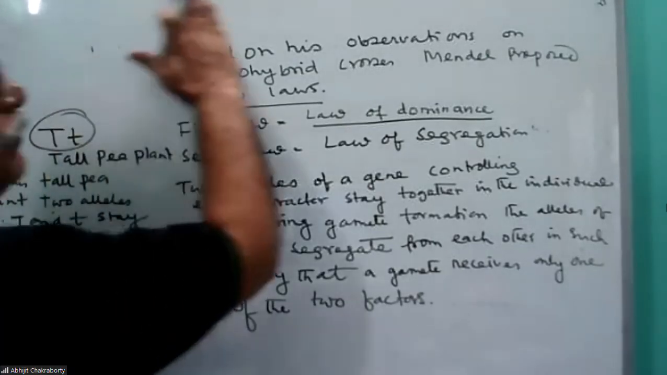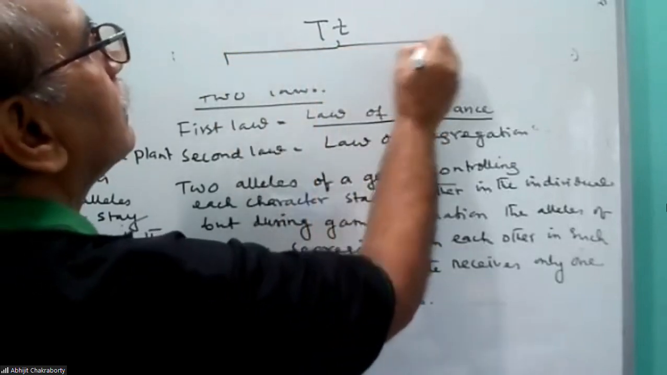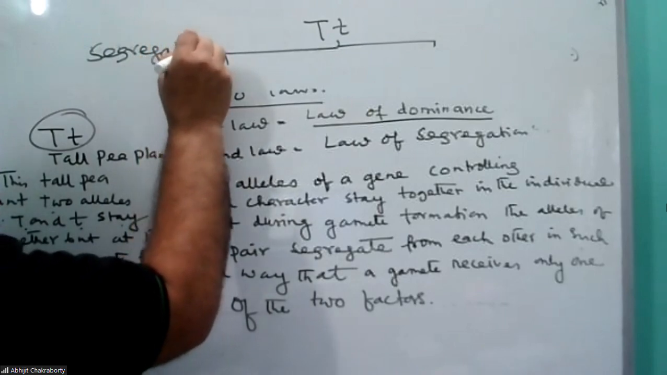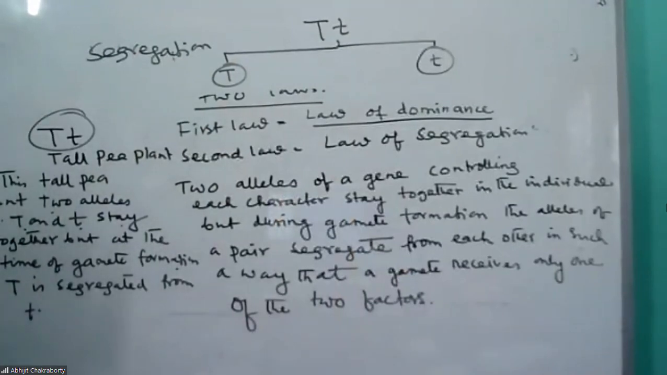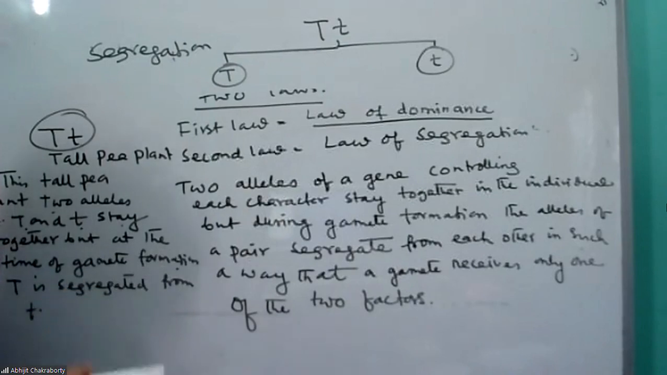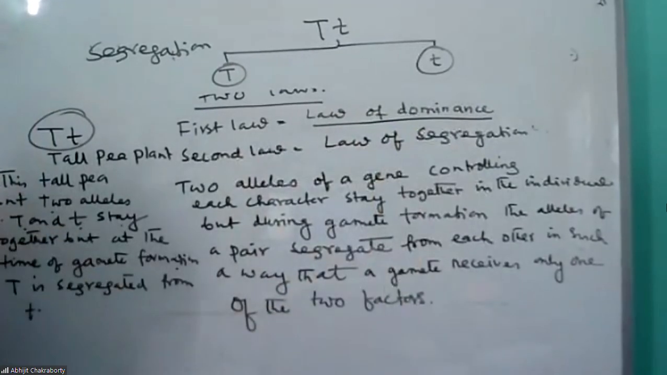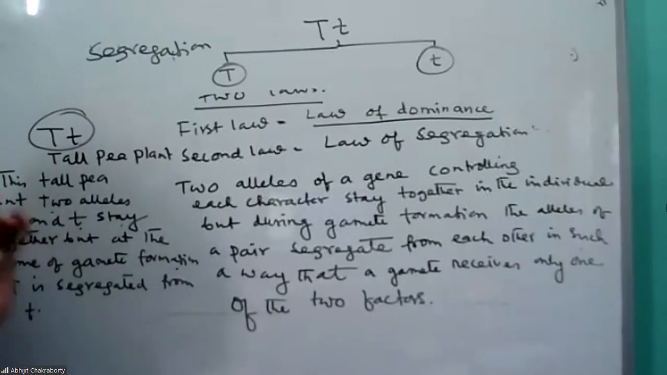That means, in gamete formation, the term used is segregation. In one gamete there is capital T, in the other there is small t. So each gamete receives only one factor. This gamete receives capital T, this gamete receives small t. But no gamete receives both capital T and small t. Is it clear to you? Yes, sir.